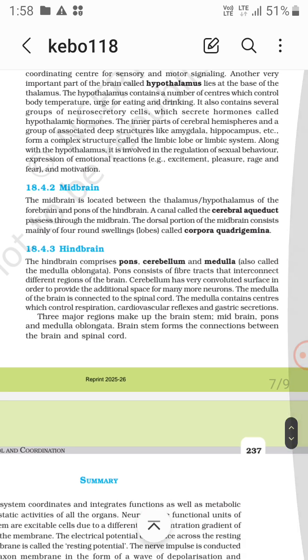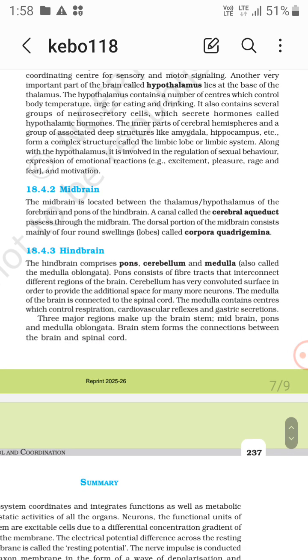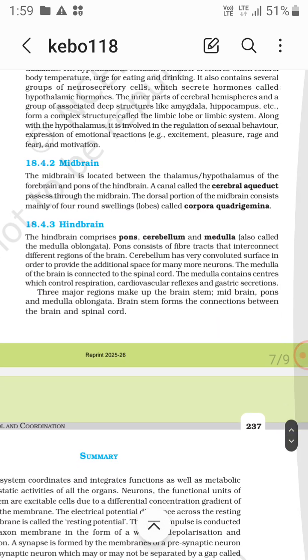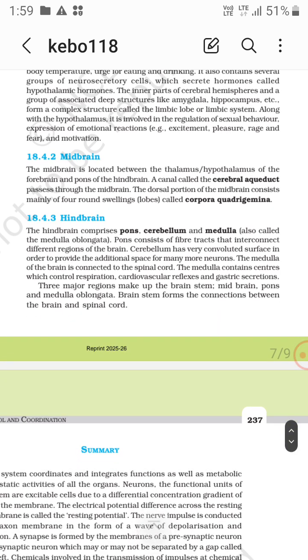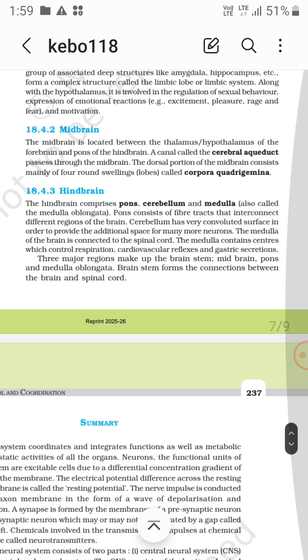The hindbrain comprises pons, cerebellum, and medulla, also called the medulla oblongata. Now pons consist of fiber tracts that interconnect different regions of the brain. Cerebellum has a very convoluted surface in order to provide additional space for many more neurons. The medulla of the brain is connected to the spinal cord. The medulla contains centers which control respiration, cardiovascular reflexes, and gastric secretions.